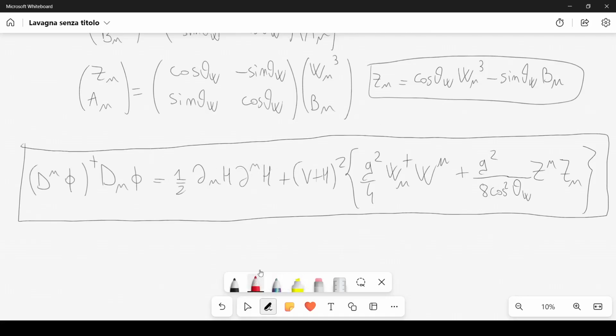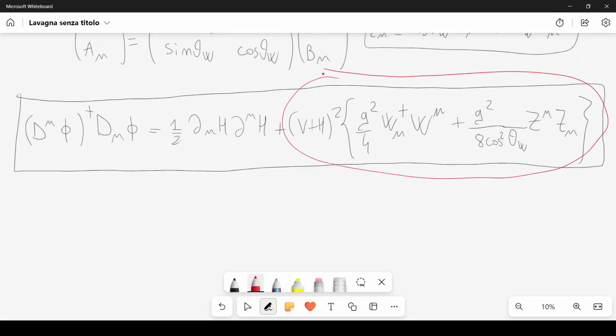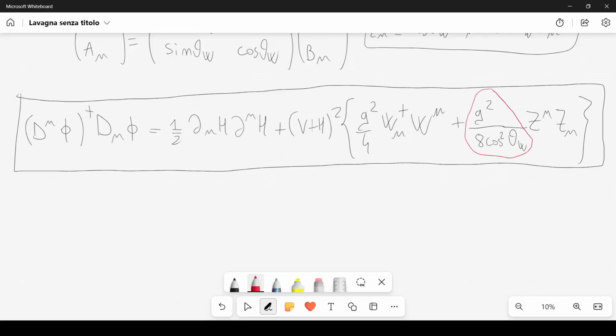In particular, you have to check this part. This is the important part that gives masses to the W and the Z boson. This part is related to the mass of the W and the Z bosons. So let's consider the Z boson. In particular, you can see that Z mu appears here. So this is where the Z boson appears, and this quantity is multiplied by this constant here, g squared divided by 8 cosine squared theta W, and it is also multiplied by this.